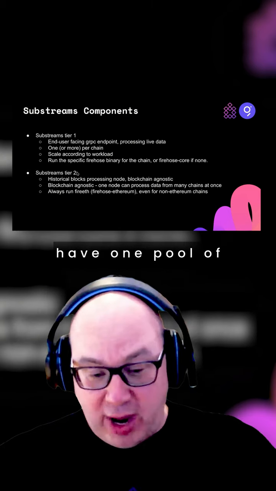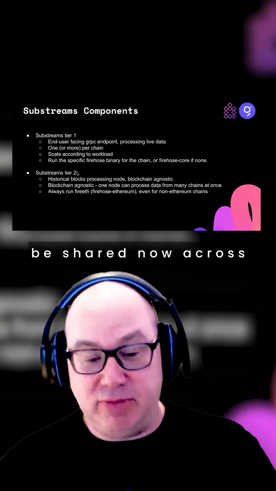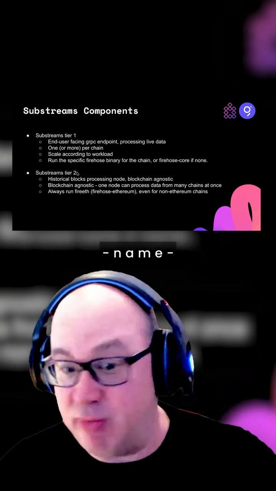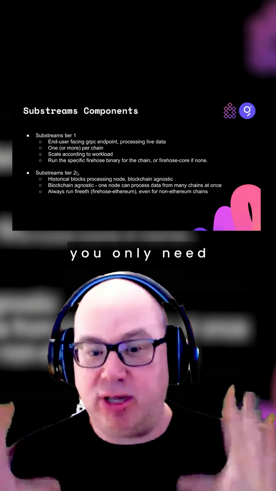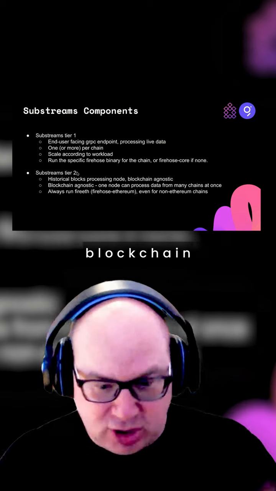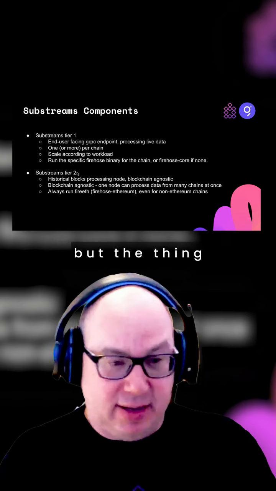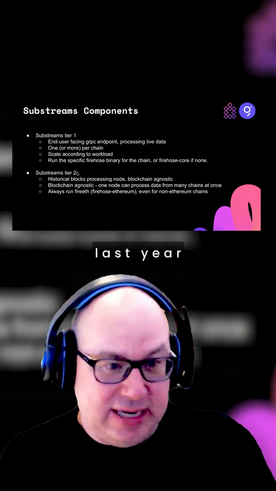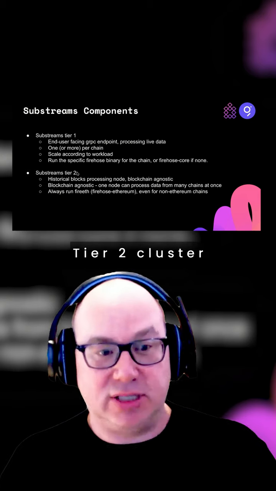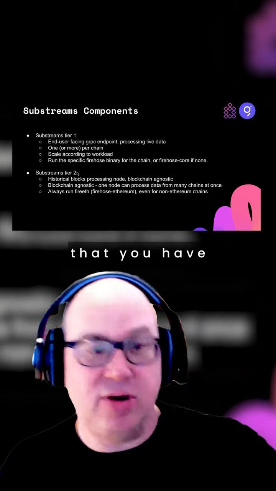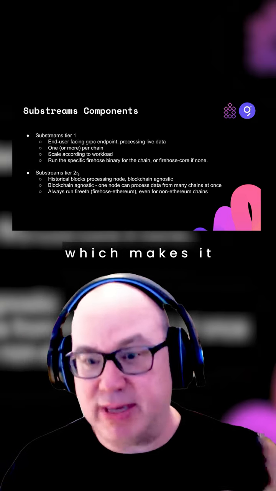So if you have one pool of tier 2 nodes that can be shared across Ethereum, BSC, Polygon, Solana, name whatever chain you want, you only need one cluster of tier 2 nodes. If you want one cluster per blockchain, go ahead. But the thing that's changed recently, last year, is that now you can create one tier 2 cluster and have it hooked up to all your tier 1s that you have, no matter what the blockchain, which makes it much easier from a scaling perspective.